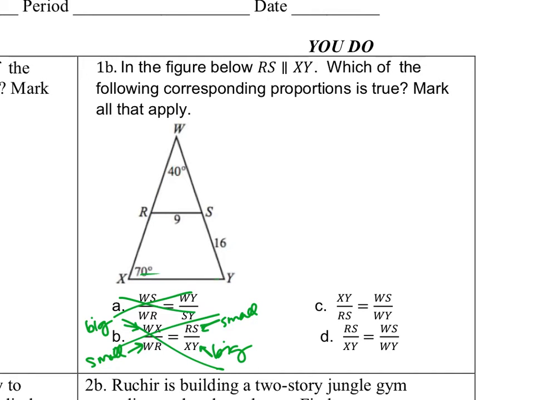Letter C, so we have XY, big over RS, small, so big base over small base, equals WS, small base over big base. Okay, remember, in order for it to be corresponding, big over small would have to be big over small. So C does not work. All right, and let's check D, our last one. We have small over big equals small over big. In this one, D is the only option that works.